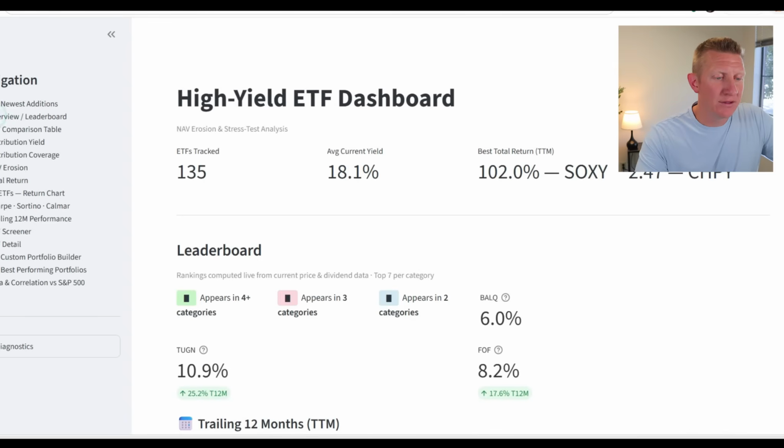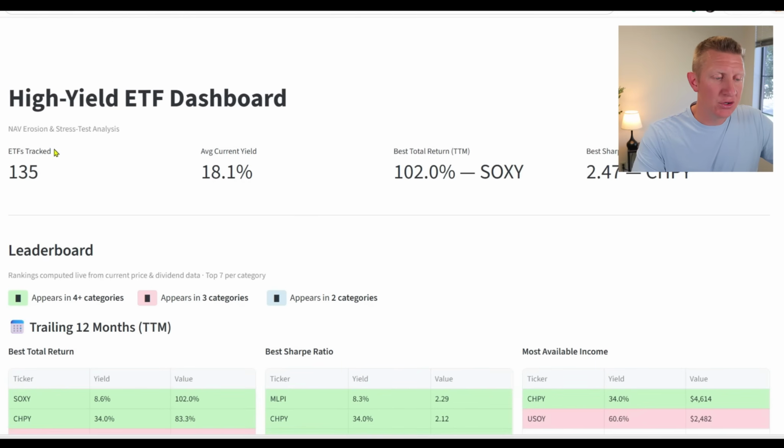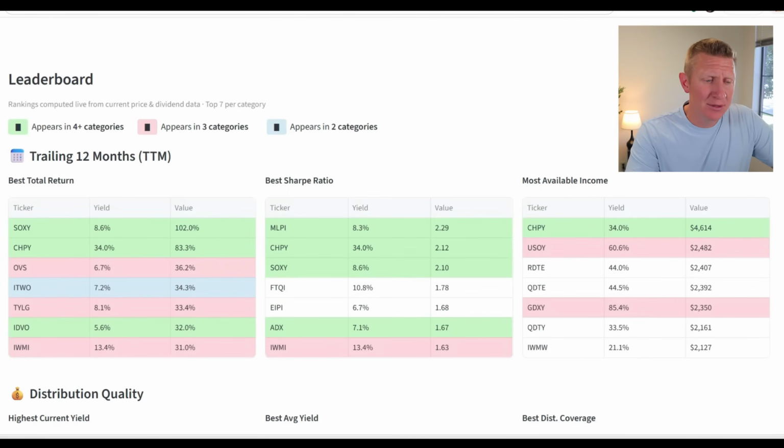And you can see the overview in the leaderboard. So what's cool about this is you can see here of all the 135 different ETFs that are being tracked here, what the current average yield is across all of them. But if you look at the leaderboard, you can see that they're color coded. So the ETFs that are appearing in 4 or more categories, which is pretty good, a lot more balance, that's showing in green. 3 categories is in red, and then 2 categories is blue. We got trailing 12 months, which again, a ton of value you can glean from trailing 12 months. But there's some value here.